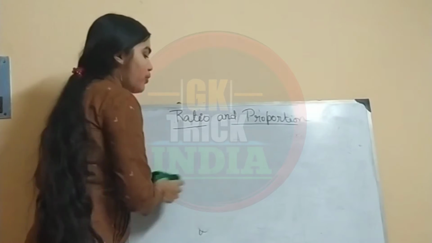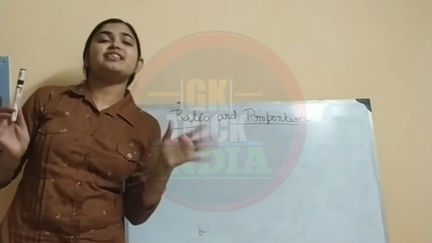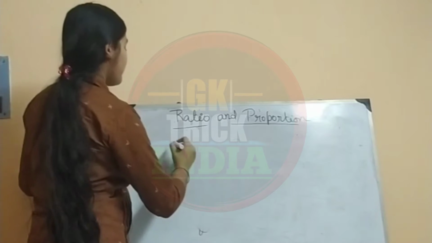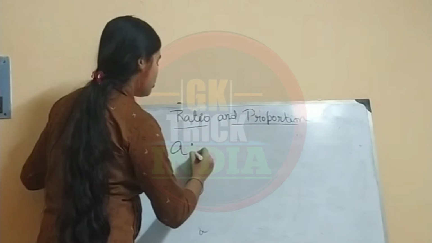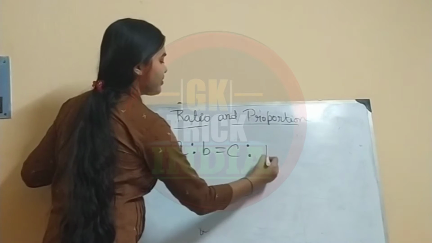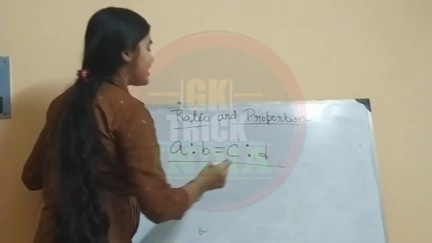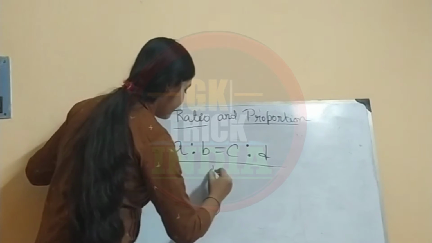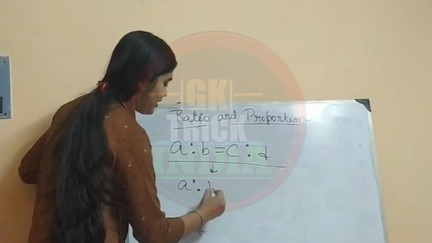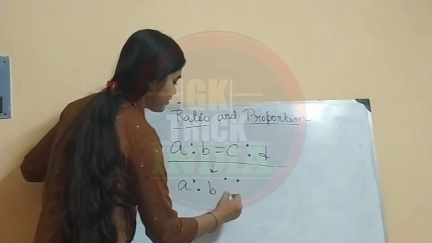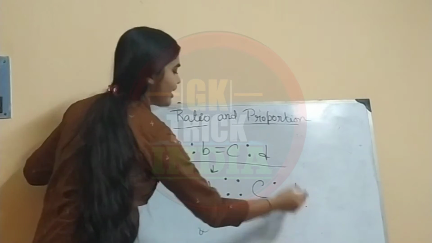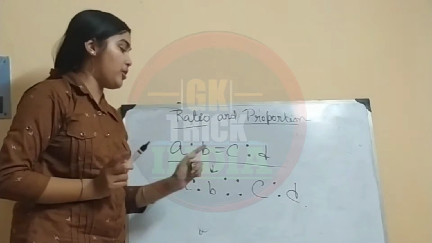And what is proportion? Proportion is nothing but the equality of two ratios. That means if A is to B equals C is to D, then it can be written in proportion form like A is to B as C is to D. Okay, this is the proportional form.